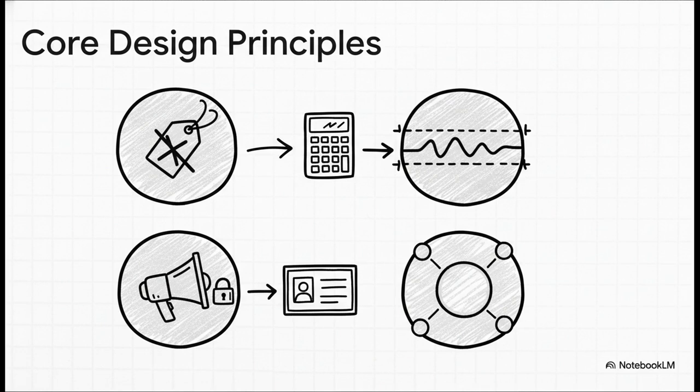You can't trust a loud signal if you don't know who's sending it. And finally, persistence requires reinforcement. Without constant validation from the group, anyone's influence simply fades away.